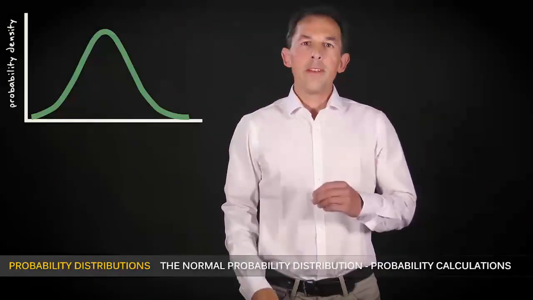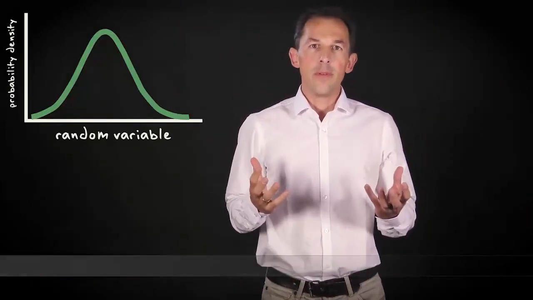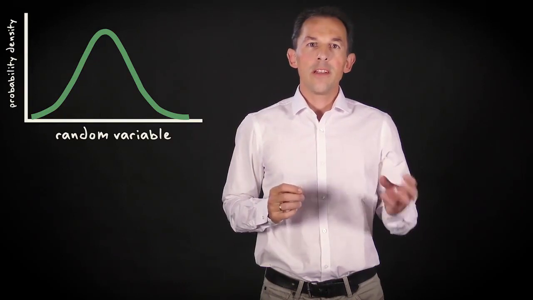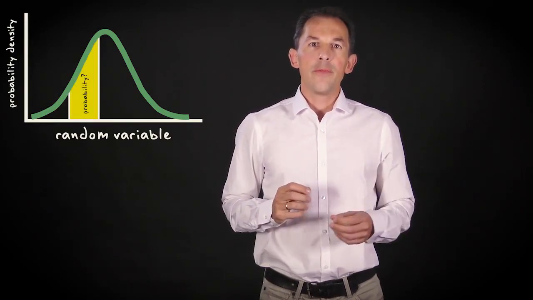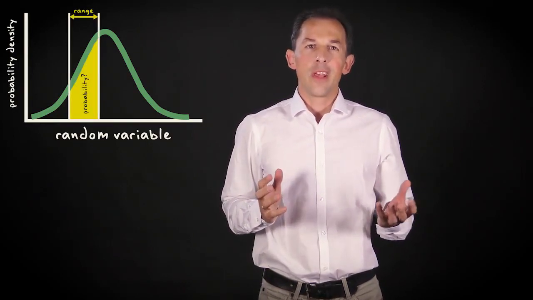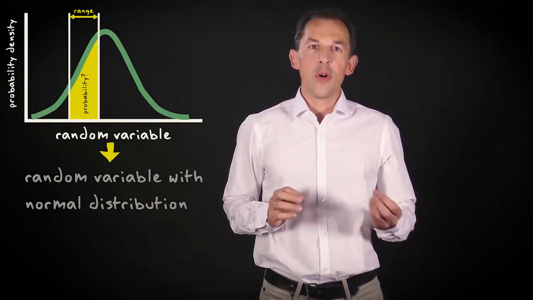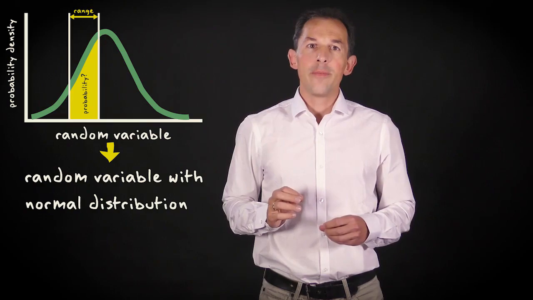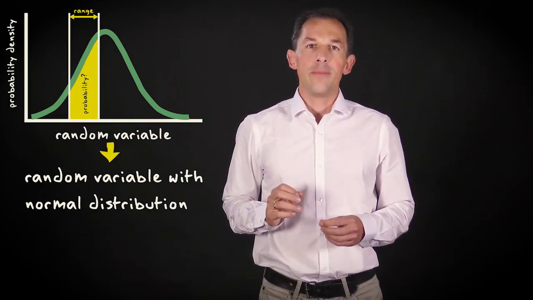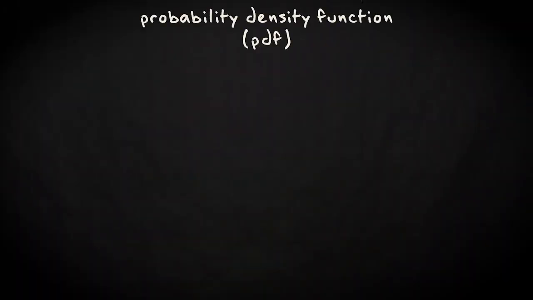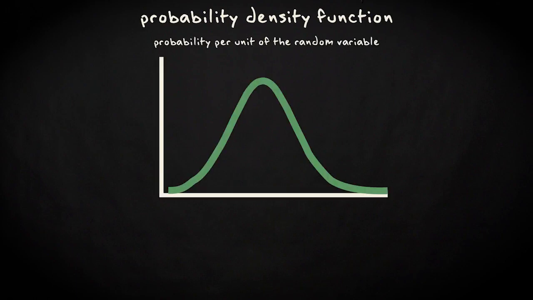If you know the probability distribution of a random variable, it's possible to calculate the probability that this variable falls within a certain range. In this video, I'll explain how that works using a normally distributed random variable as a concrete example. A probability density function, often abbreviated as PDF, specifies the probability per unit of the random variable.